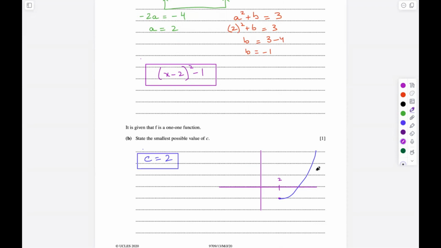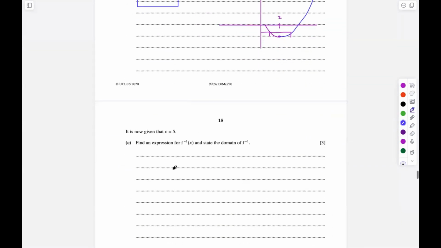If there was any other value lesser than 2, the graph will not be one-to-one as it will be going upwards. So for each value of y, we'll have more than one value of x. So the only possible smallest value is c equals 2.